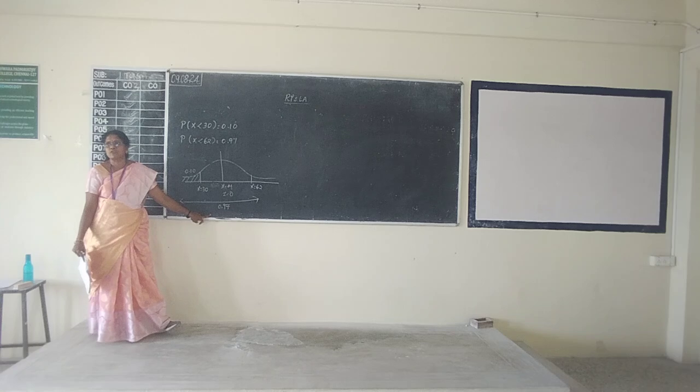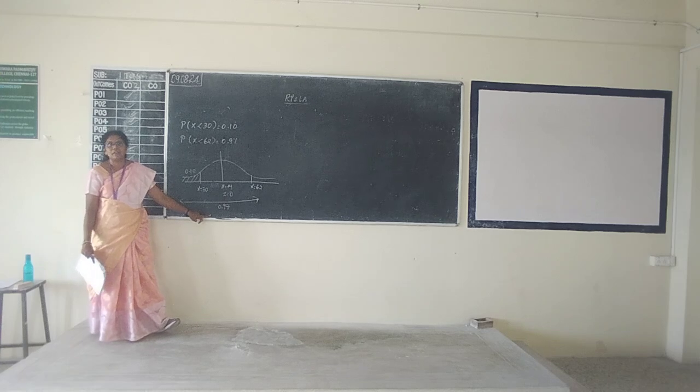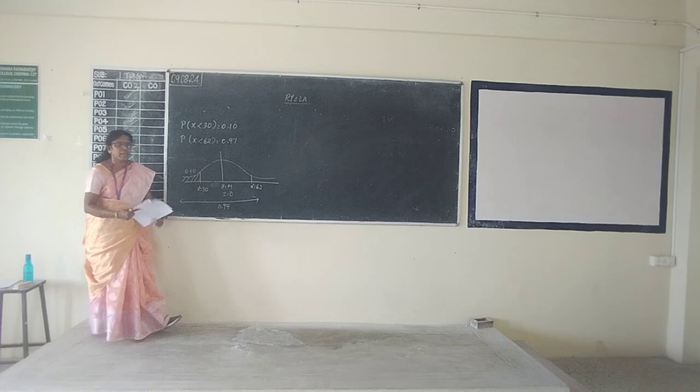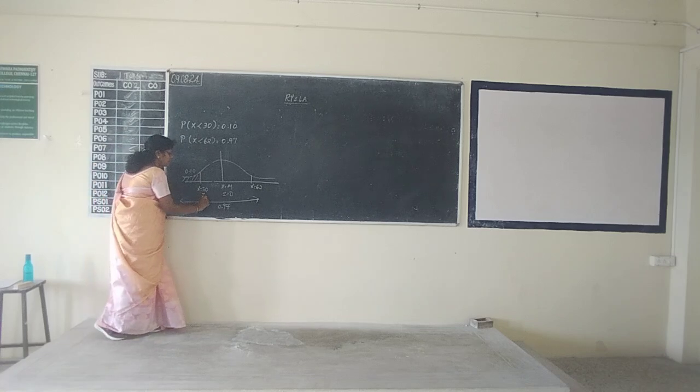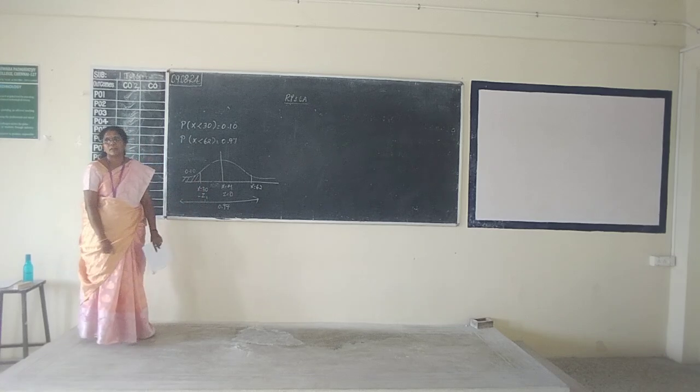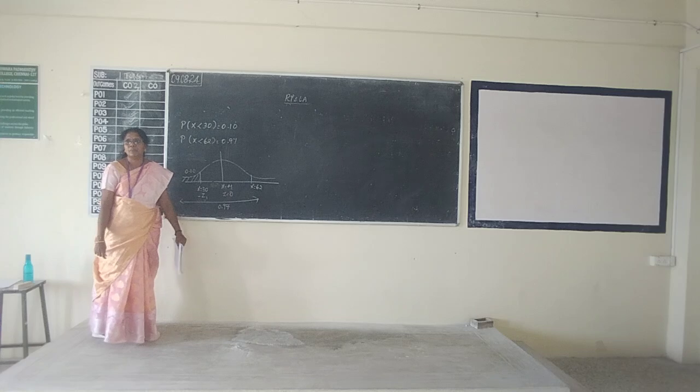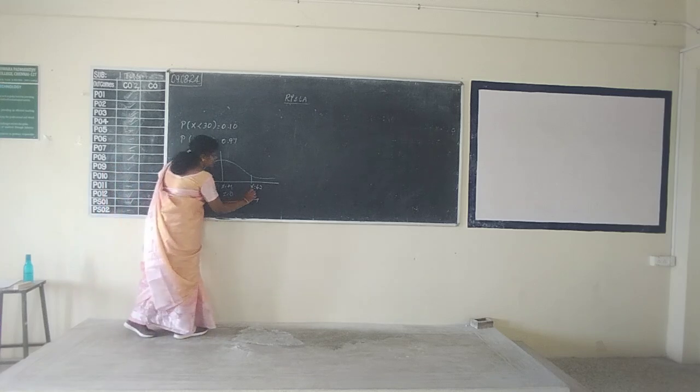Okay, any doubt so far? Shall we mark the result? For x equal to 30, what is the result you are going to mark? Z bar. Whether it is going to be positive or negative? Negative. Be careful in getting that part. Minus Z bar. For x equal to 62, Z.